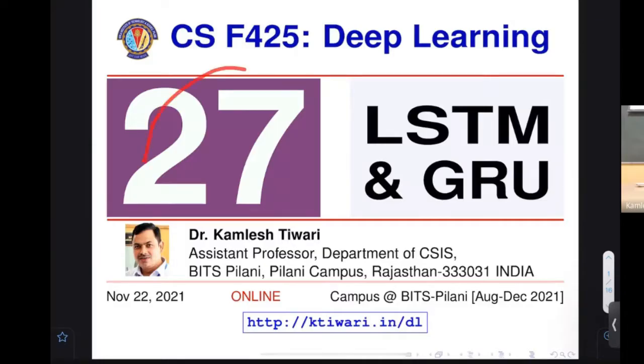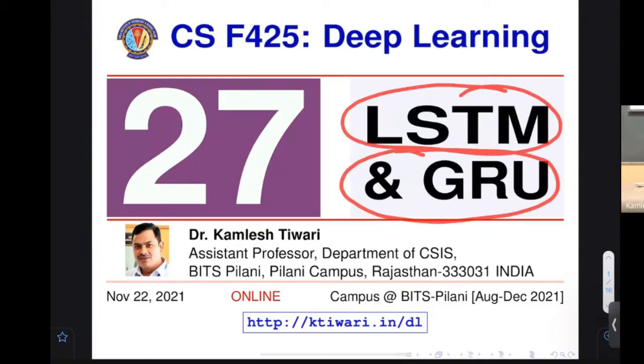This is lecture number 27 of the deep learning course. In this session, we are going to talk about two important architectures in the deep learning domain for sequence processing. They are called LSTMs and GRUs. So we are going to see this.